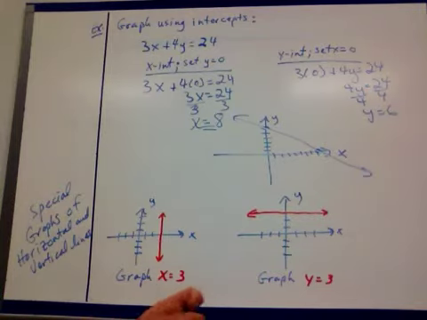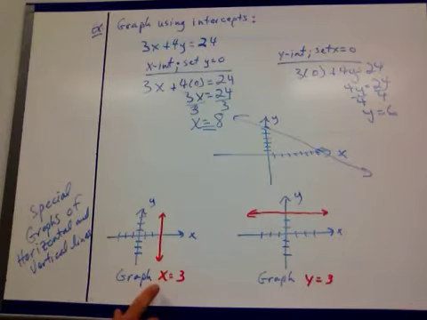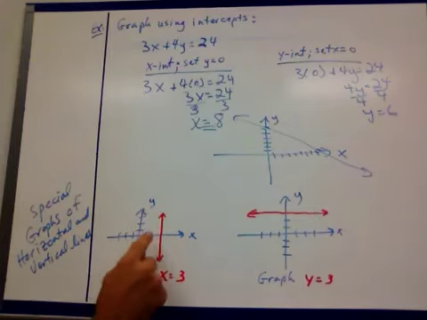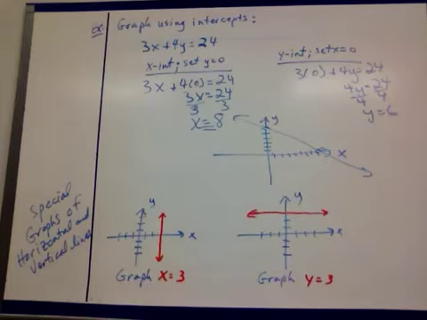Now, we'll get 2 special kinds of graphs here: the horizontal line and the vertical line. When you're looking to graph x equals 3, notice there's no y in here. So you're not going to cross the y-axis unless x is 0. If x is 3, 1, 2, 3, x is 3 everywhere on that line. So there's our vertical line right there.